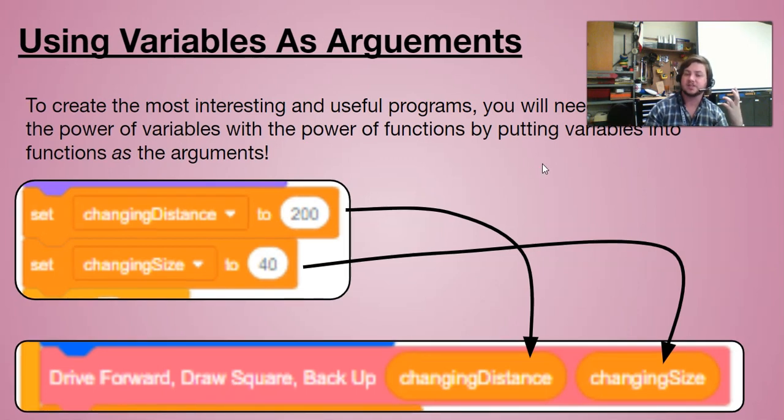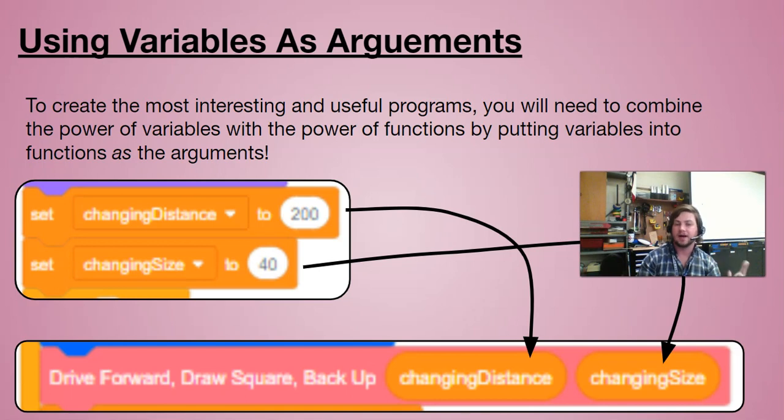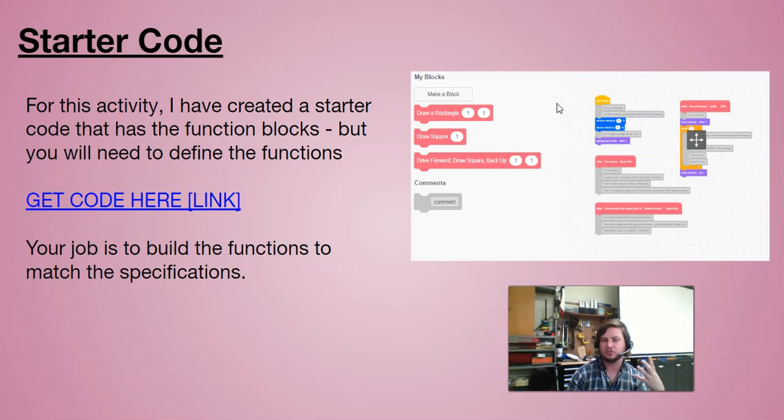Now, to create the most interesting and powerful programs, you've got to know that you can combine variables with functions. We're going to mess around with that a little bit, but not a whole ton. I just want you to realize that you can do some really cool stuff if you master this skill. For this activity, I've created starter code. You can get the link here. You're going to have to download it and then open it.